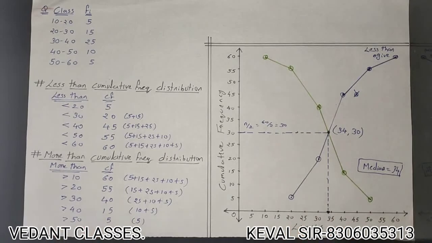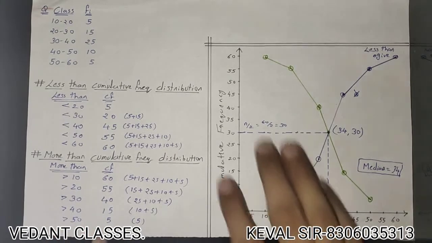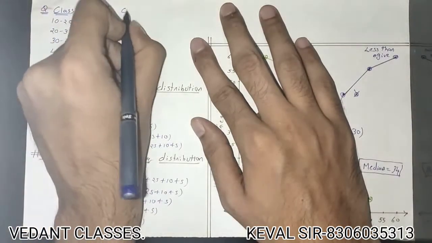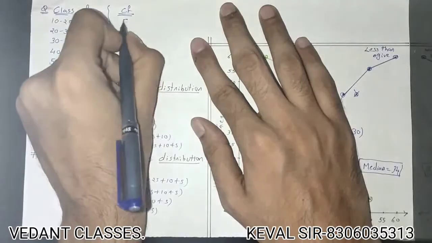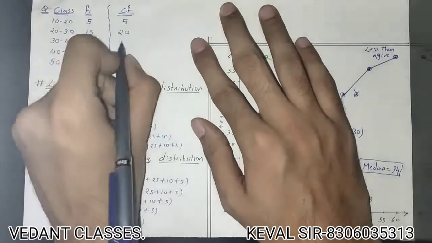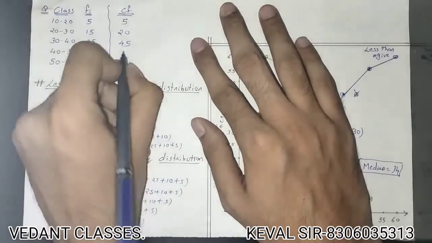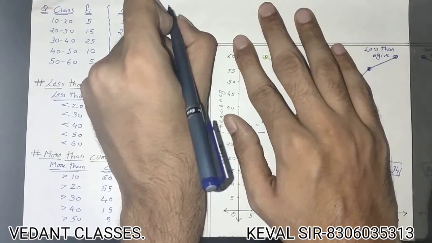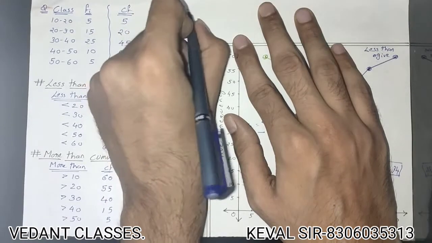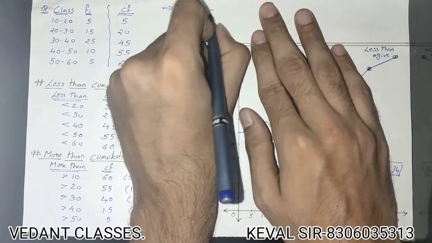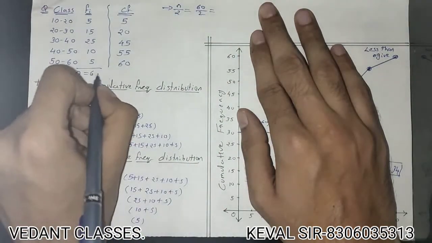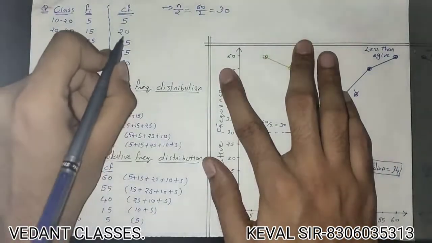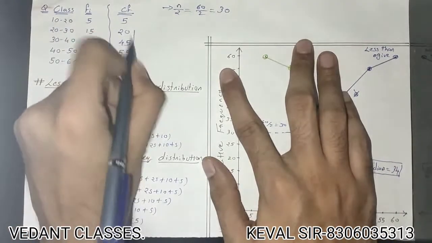Now let's check whether this value of the median is correct or not. Let's make a table for the CF. Then CF will be 5, 20, 45, 55, and 60. Now let's follow the steps. First of all we need to find the n by 2, so that will be 60 by 2. Here the total frequency is 60, so that will be 30. So 30 lies between the 20 and 45. So let's make a box like this.